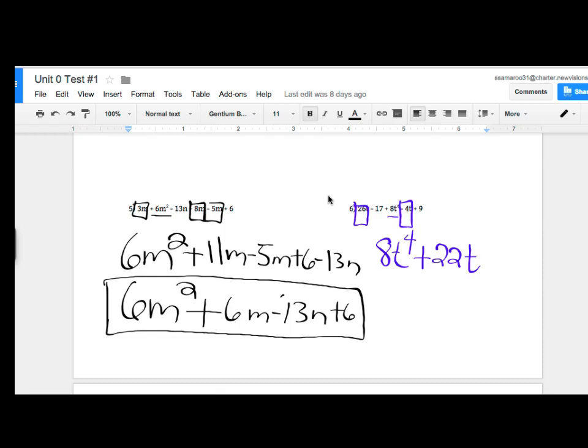Right? Then I see I have 17, 9. My answer is going to be negative 8. This entire thing is my answer. So the goal is for us to just combine our like terms.